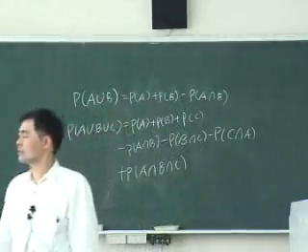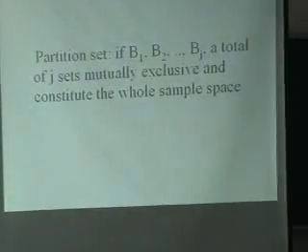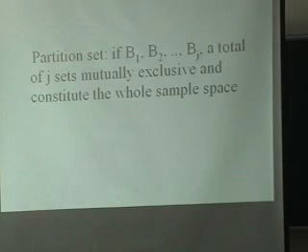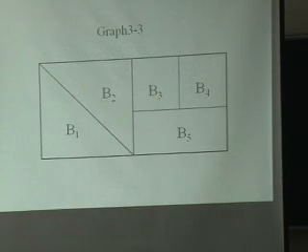And the next one is the partition of a set. For a partition, every set is mutually exclusive. That means the intersection of any two sets is equal to the empty set. But if you put the whole thing together, it is equal to the sample space. The diagram can show you very clearly. Here, the intersections of B1 with B2, B3, B4, B5 are the empty set. But if you put the whole thing together, it is equal to the whole sample space, okay?